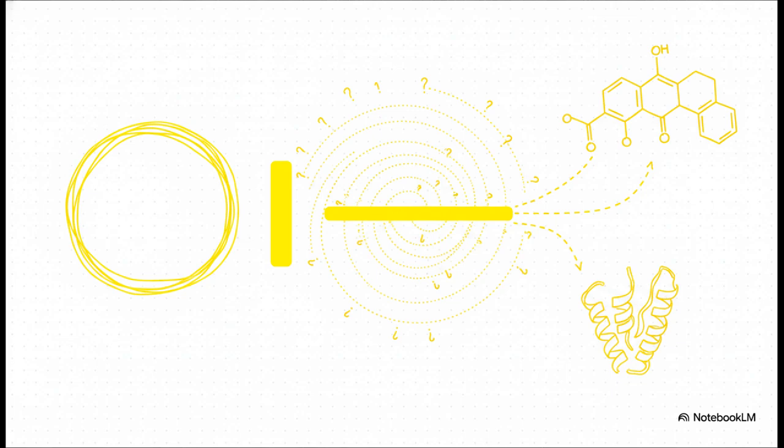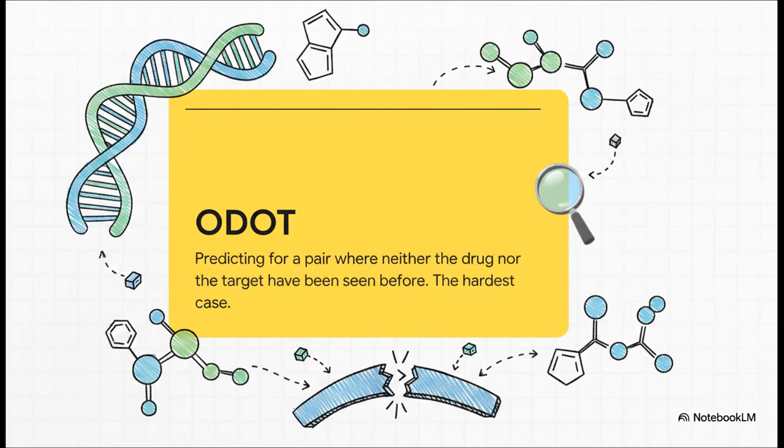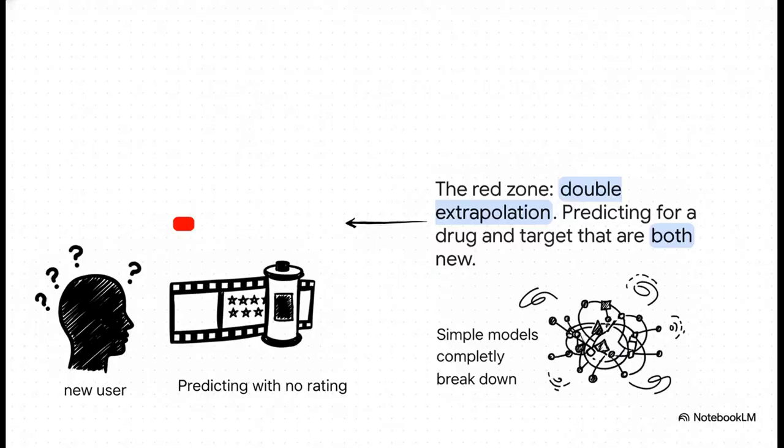And that brings us to the final boss, ODOT. This stands for Off Training Set Drugs, Off Training Set Targets. This is the hardest problem of them all. We have to make a prediction for a pair where both the drug and the target are complete strangers to our model. This is a true leap of faith into the unknown. It's kind of like trying to predict a movie rating for a brand new user who has never rated anything, for a brand new movie that has no ratings at all. This is exactly where most simple models just completely fall apart.